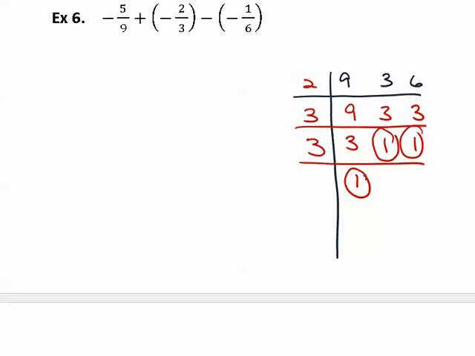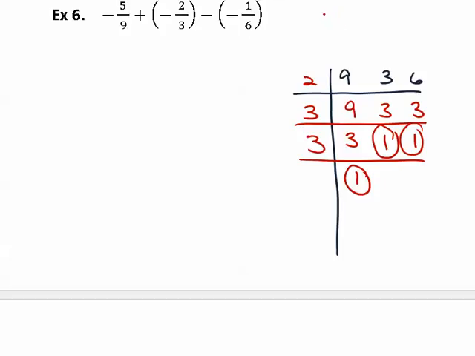So we can clearly find now the LCD in the problem is over here. If we just multiply these numbers that we used to divide, 2 times 3 is 6, times 3 is 18. The LCD of 9, 3, and 6 is 18.